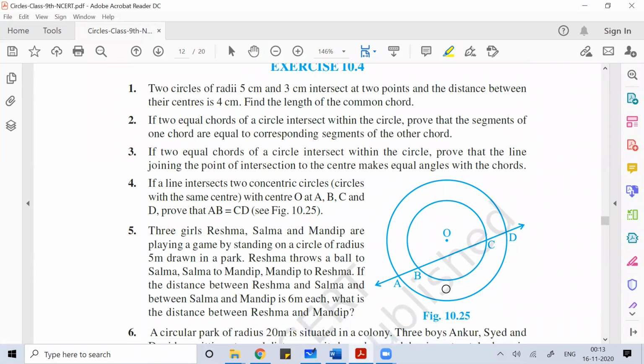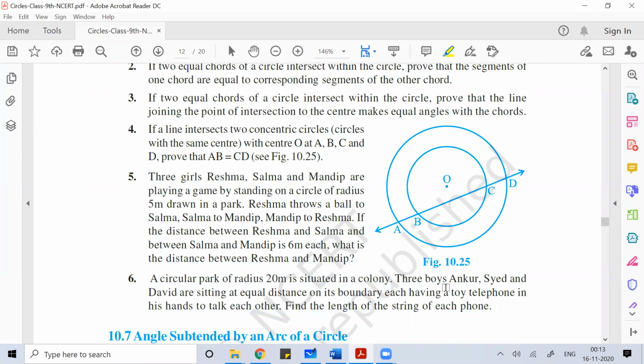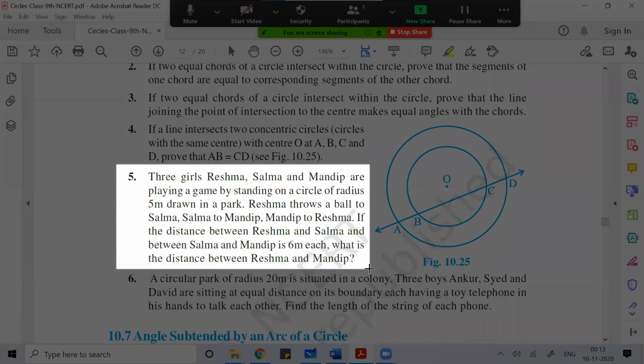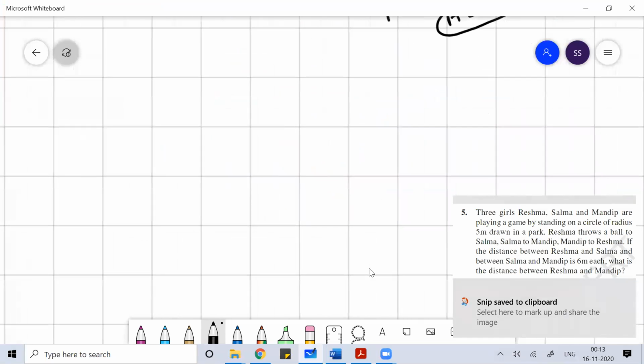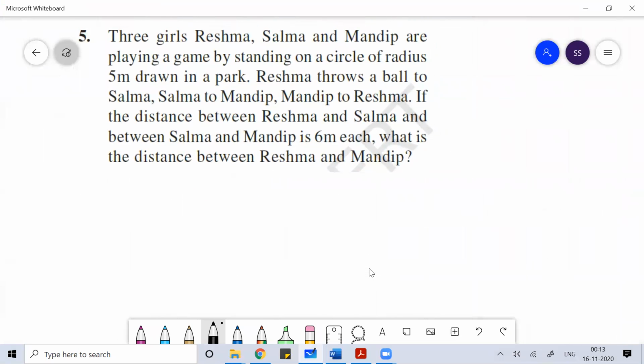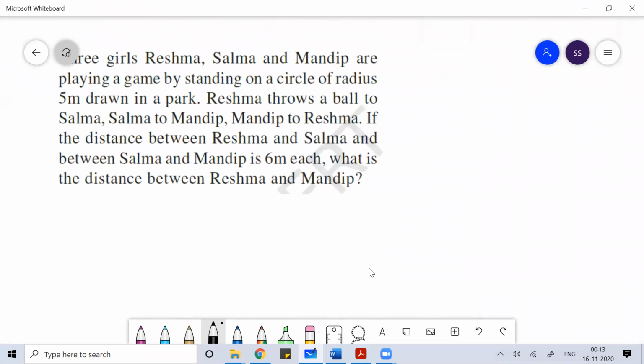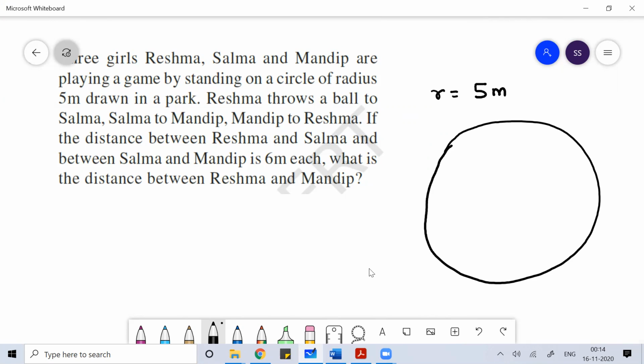Now question number 5. Three girls, Reshma, Salma, and Mandeep, are playing a game by standing on a circle of radius 5 meter drawn in a park. Reshma threw a ball to Salma, Salma to Mandeep, and Mandeep to Reshma. Suppose this is the circle.